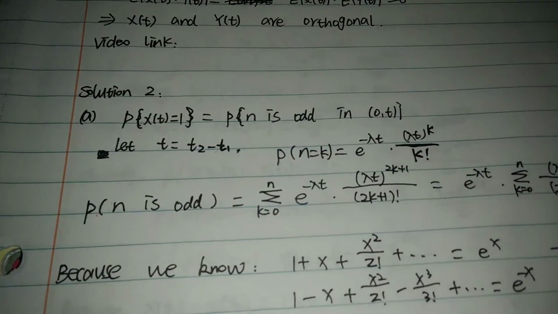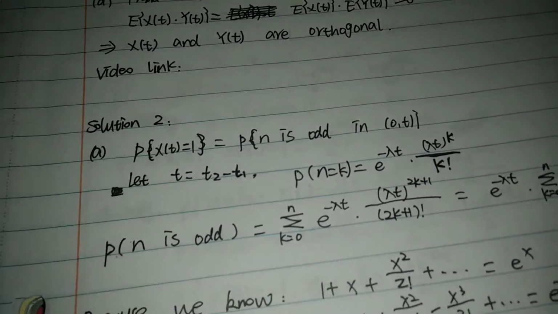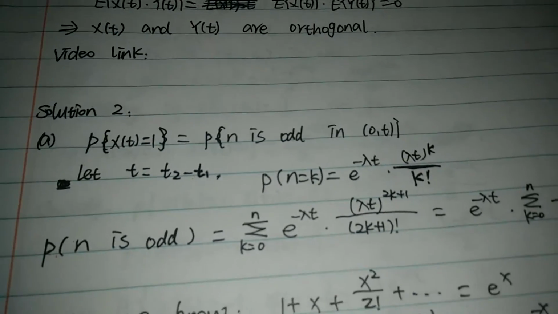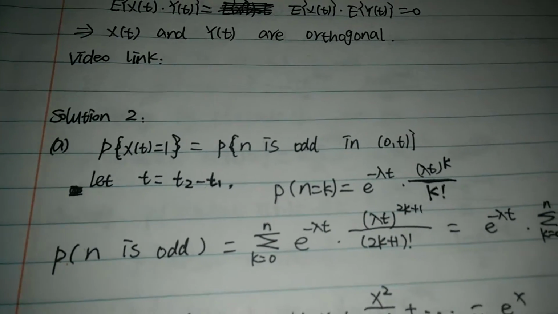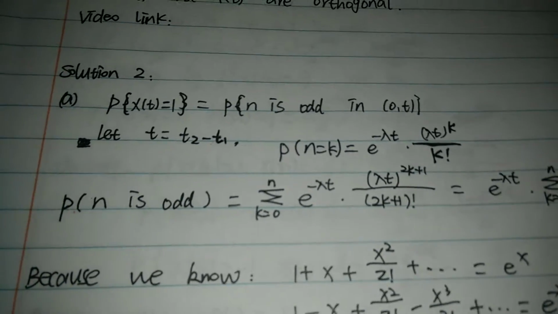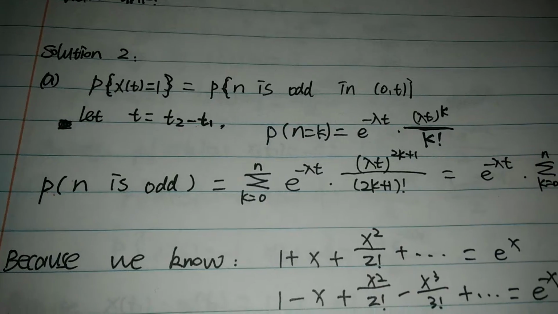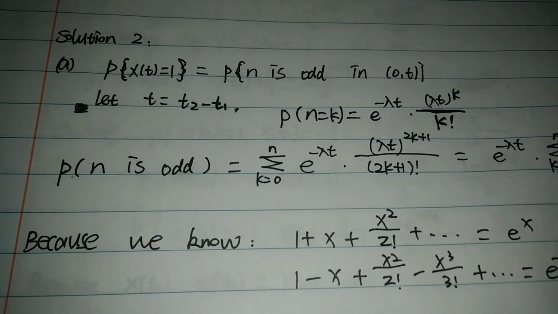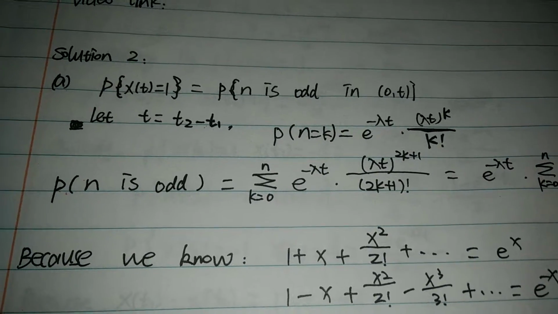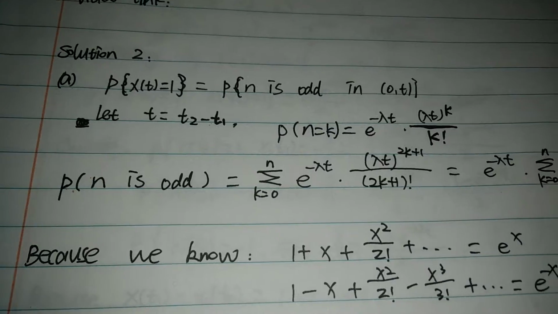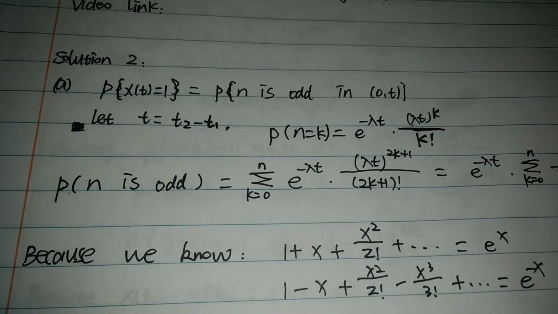Because we know from the question that the probability of x of t equals 1 means n is odd in the interval of 0 to t, like t equals t2 minus t1. And we also know that the probability of n equals k equals e to power minus lambda t times lambda t to power k over k factorial.